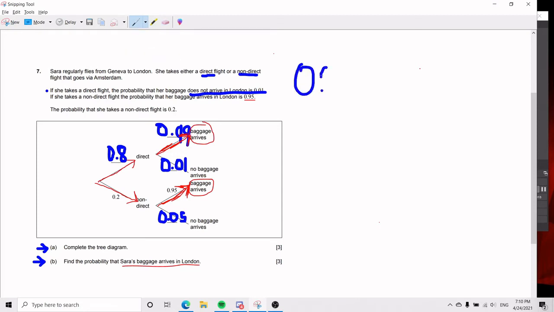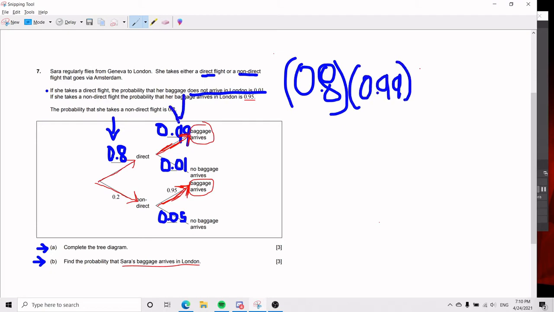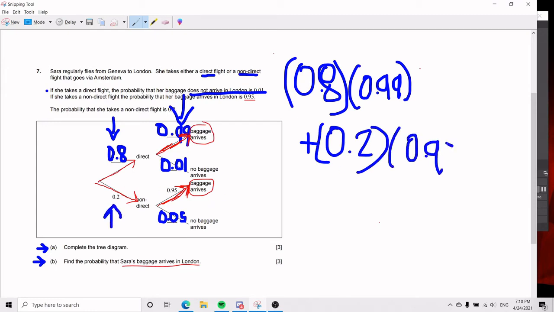Okay? What you're actually supposed to do is have 0.8, which makes reference to this guy, times 0.99, which makes reference to this guy. And we have to add that to 0.2, which makes reference to this guy, times 0.95, which makes reference to this guy.